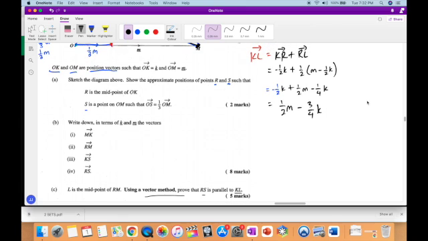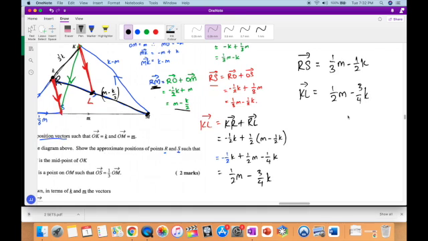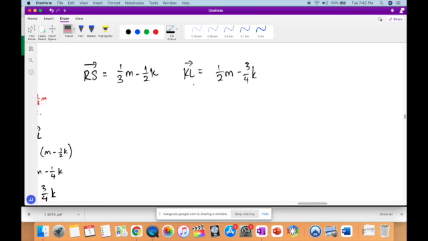Prove that RS is parallel to KL. RS and KL. So how could those two things be parallel? Any idea? Obviously, if they're parallel, that means if I take this M and multiply it by some number, let me call that number X, then I'm supposed to get that M. So if I take a third and multiply it by some number, I am supposed to get a half. And this number is the scalar we're trying to find.